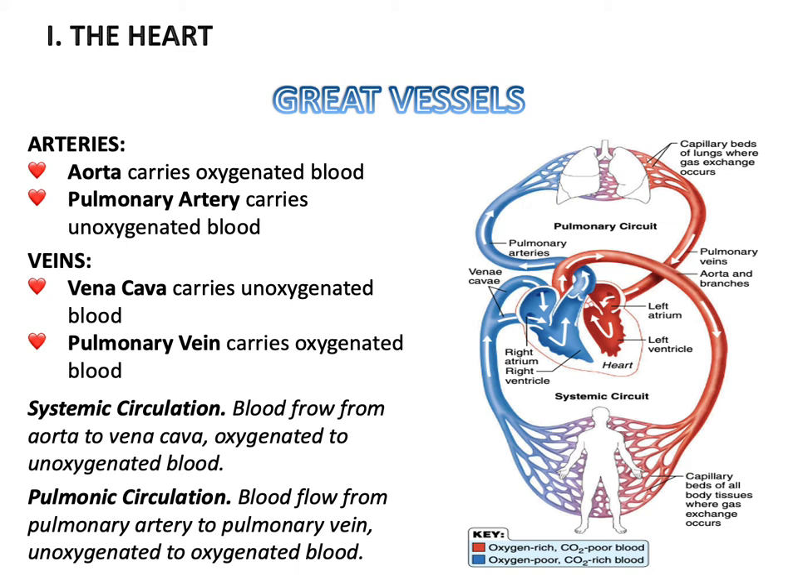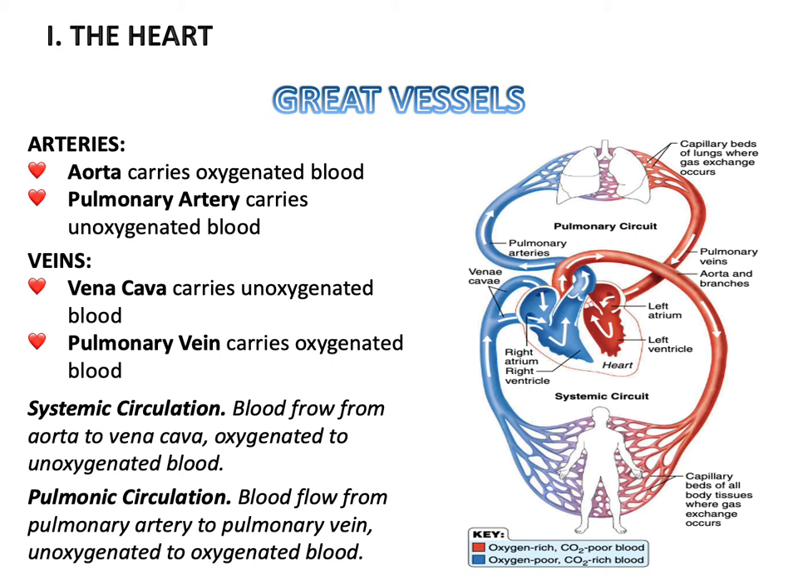Here, we see both the pulmonic and the systemic circulation. So again, the systemic circulation's function is to supply oxygen and nutrient-rich blood to all body organs. Pag naman pulmonic circulation, isa lang ang function niya. That is to carry blood to the lungs for gas exchange and return it to the heart.